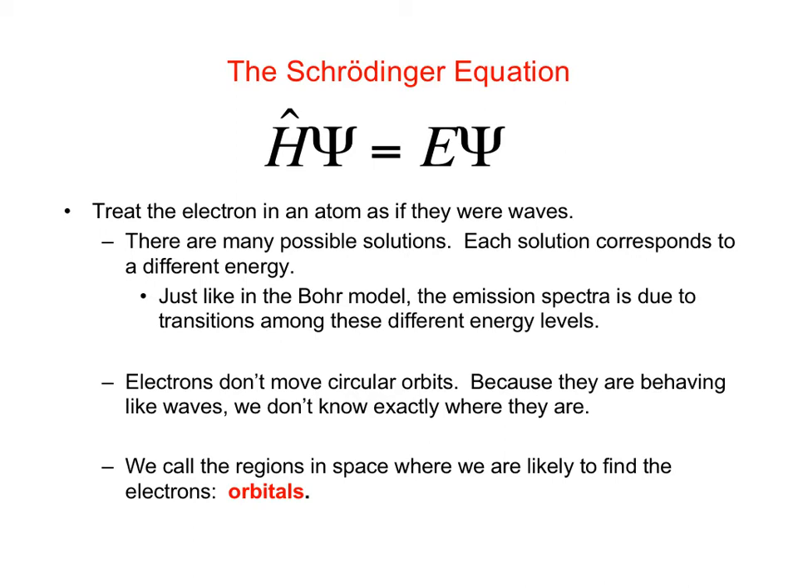What we call these regions in space where we're likely to find the electrons in quantum mechanical theory is sort of a play on that name, and so we call them orbitals. And so an orbital is a region in space where we're likely to find a particular electron based on its given energy state.